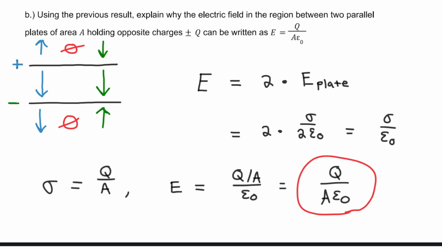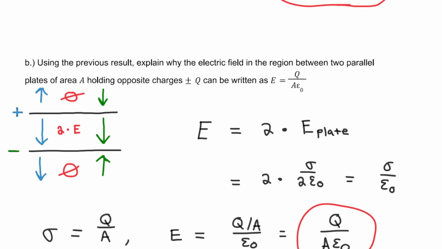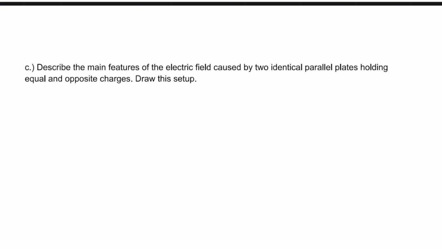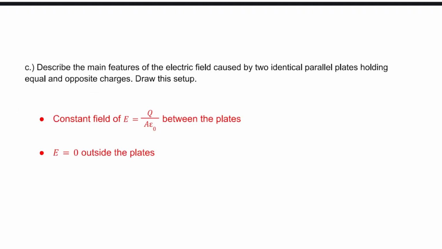But in the middle, we'd get sort of 2 times the field from one plate. So that's kind of the behavior of the E field between parallel plates, is it's 0 outside, and then it's twice the field from one of the plates inside. So we get a constant field of magnitude Q over A epsilon naught inside, and 0 outside.